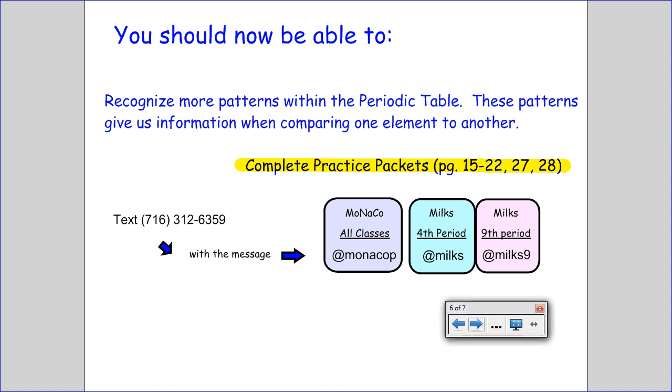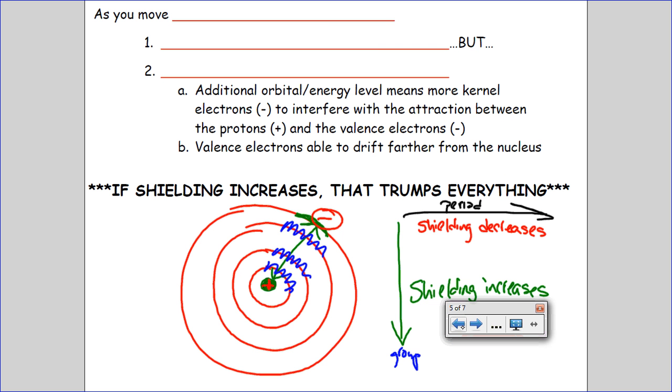So you should be able to recognize that there are more patterns within the periodic table now. These patterns give us information when comparing one element to another. So if you're asked which element has more shielding, this element or this element, you'll say, oh, it's this one. Or which element has more shielding, this element or this one? You'll say, it's this one. So that's another little pattern that's going on here.